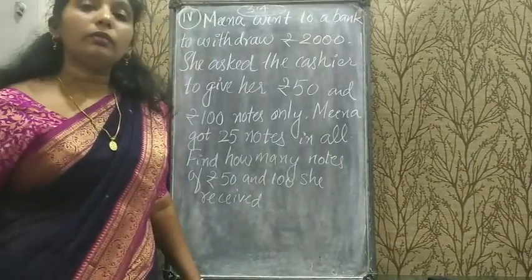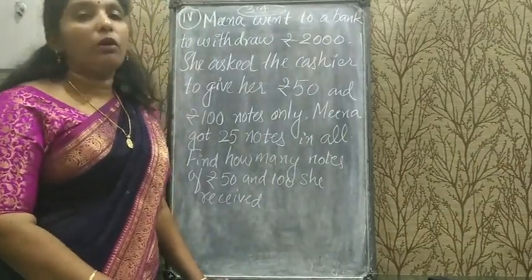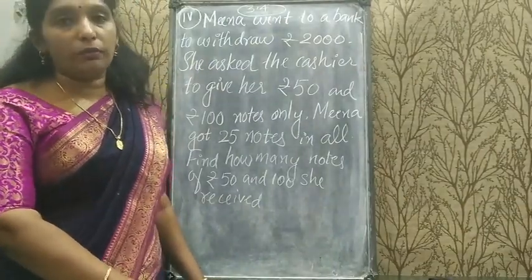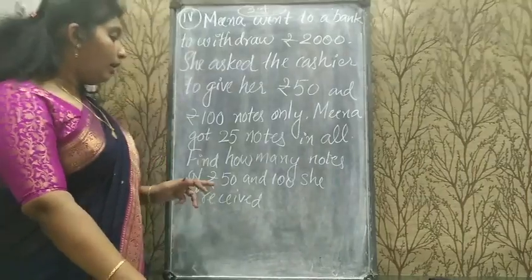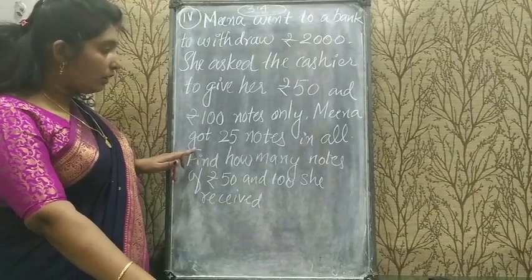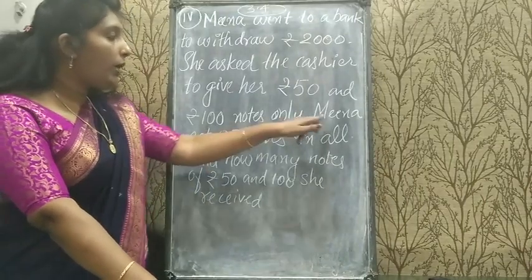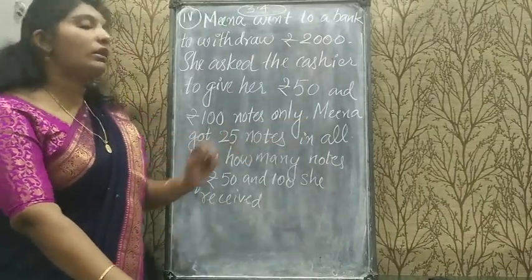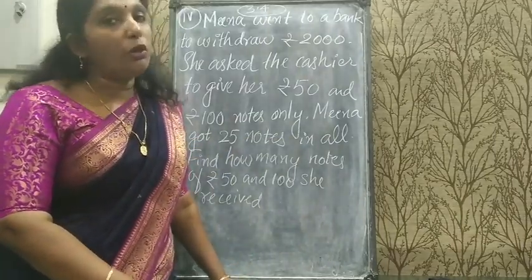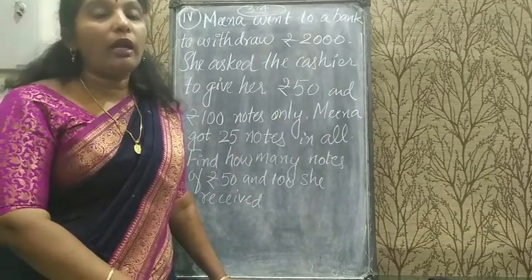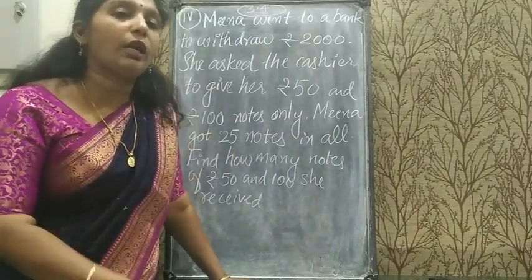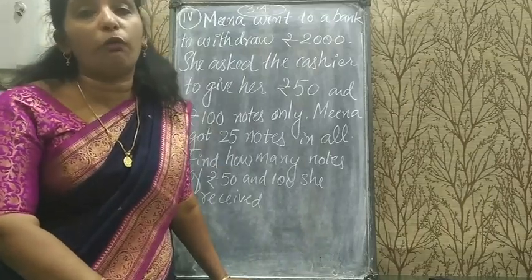Here, Meena withdrew 2000 rupees. It means the total amount is 2000. She withdrew it from the bank. And from here, you will come to know Meena got 25 notes in all. It means the total number of notes is 25. She got 50 rupee notes and 100 rupee notes. So together, if we are counting the number of notes, she got 25 notes.